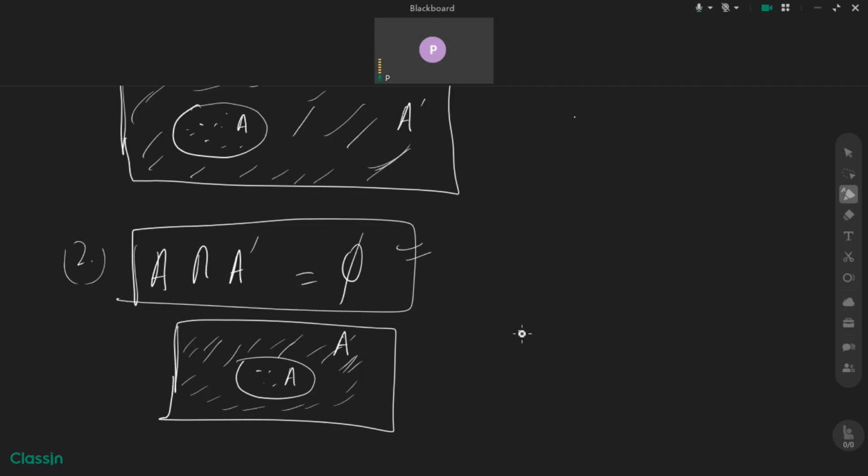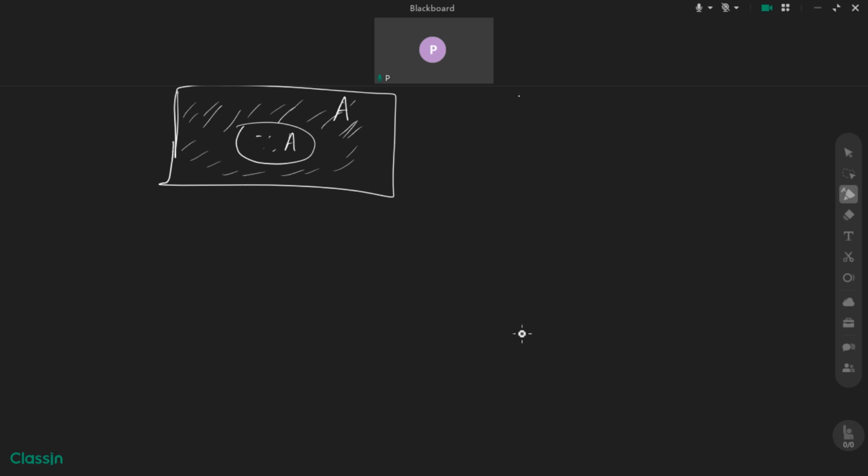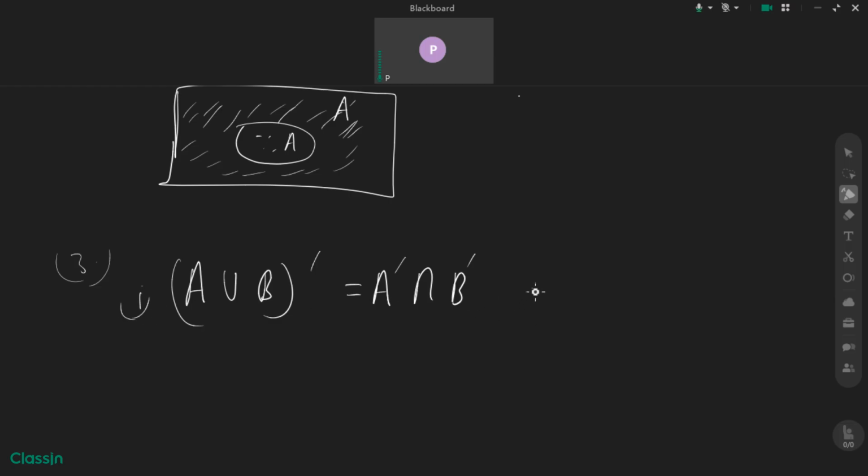Let us see the third property. The third property is based on De Morgan's law, and this is also called De Morgan's law. The property says A union B whole complement is equal to A complement intersection B complement. That is its first form. Its second form is like this: A intersection B whole complement is equal to A complement union B complement.